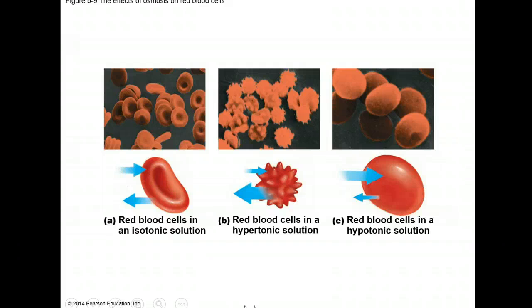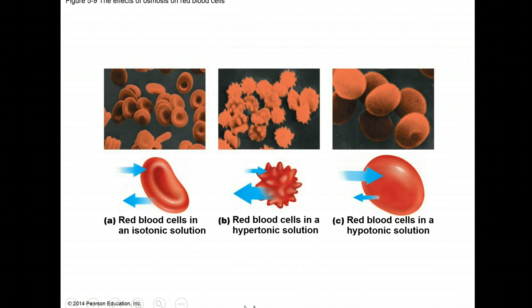When red blood cells are placed in a hypotonic solution, a solution that is less concentrated than the inside of the cell, say a solution that was 0.5% compared to the inside of the red blood cell, which is 0.9%, the hypotonic solution has less concentration of solute and more water. In this case, water will move from outside of the cell into the cell, causing it to swell. Eventually, the red blood cell will burst. We call this lysis.